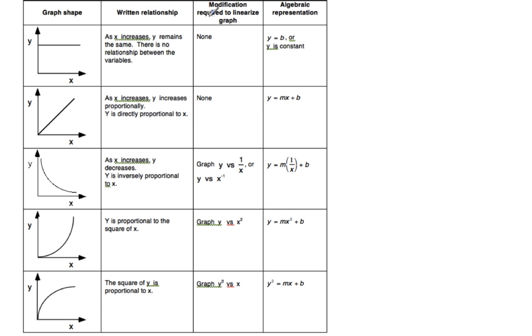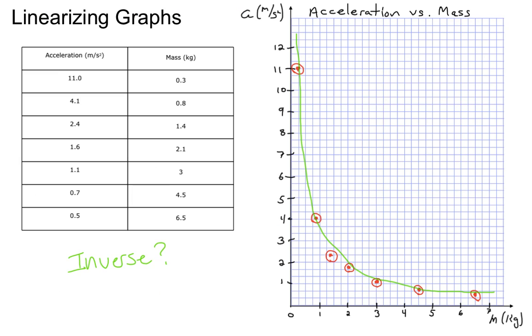The way that we could try to modify it to see if it's this relationship is by graphing y versus 1 over x. So we're going to take every x number, which in this graph, on the x-axis we have mass. So we're going to take every value of mass, and we're going to do 1 divided by that value. So we'll make a new column with 1 divided by 0.3, 1 divided by 0.8, so on and so forth.